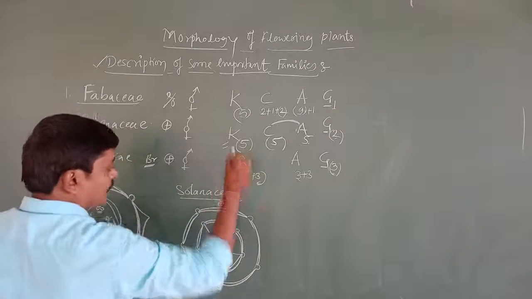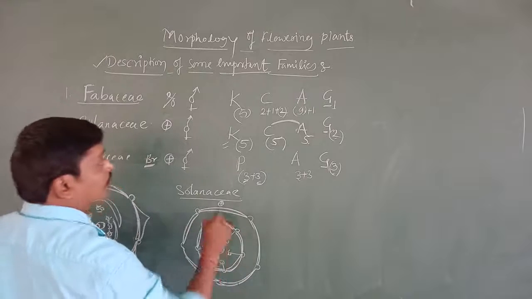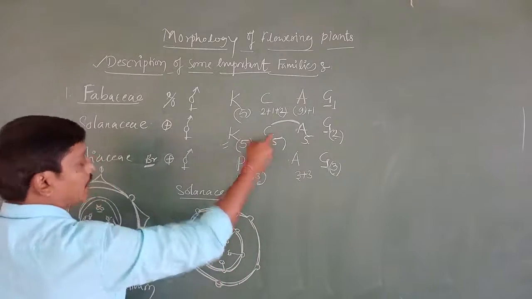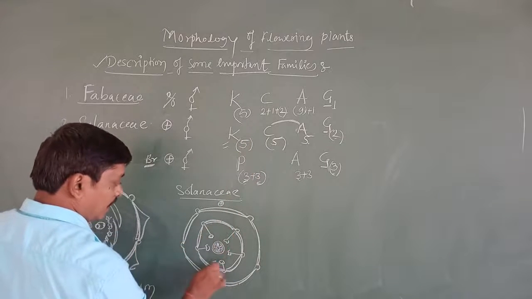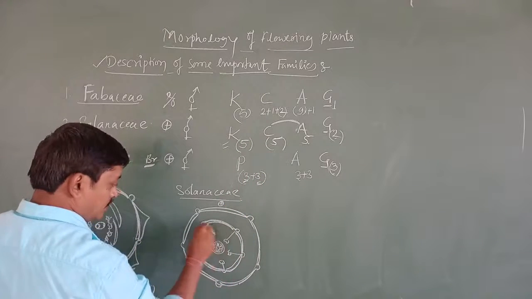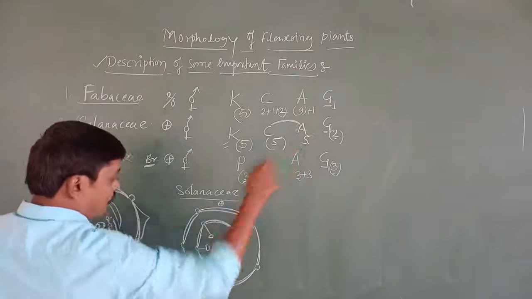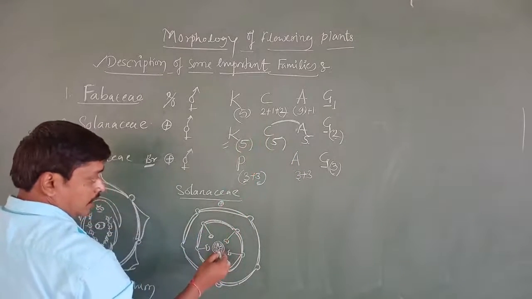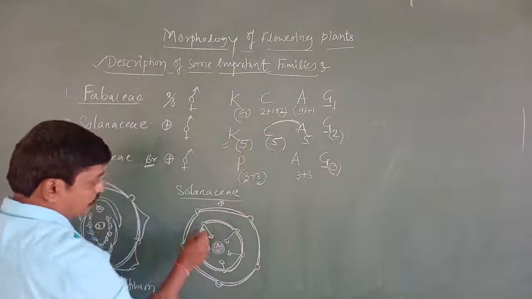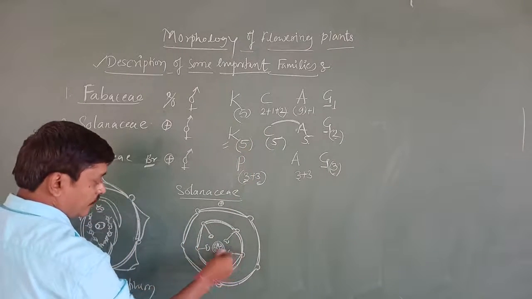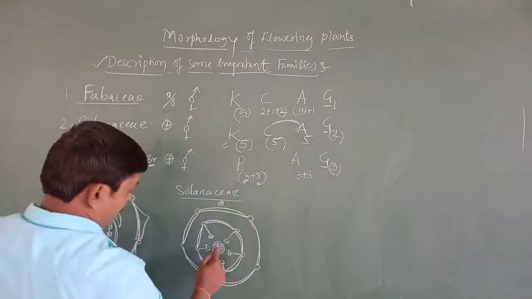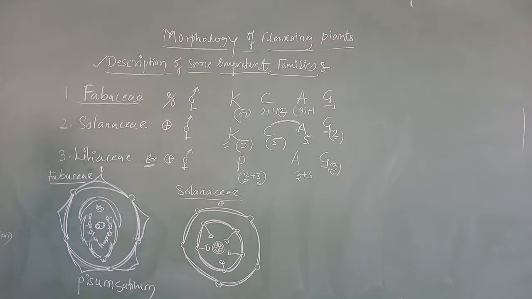Solanaceae, calyx how many? 5, 1, 2, 3, 4, 5. All are united. I showed here united like this. Then corolla is 1, 2, 3, 4, 5. That is united. I showed the united. And androecium 1, 2, 3, 4, 5. They are attached to the corolla like this. Okay. And next one is inside gynoecium, superior and 2 carpels.